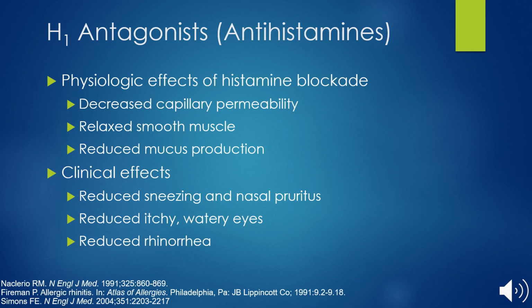Now we're going to begin to review each of the medication classes more specifically. So we're going to start out with H1 antagonists, or our antihistamines. These medications exert their physiological effects by stabilizing the inactive form of H1 histamine receptors, therefore preventing histamine from stabilizing the active form of H1 receptors. Inhibition of this activation results in decreased capillary permeability, reduced mucus production, relaxation of smooth muscle, and reduced vasodilation. The clinical manifestations of these effects are reduced sneezing, reduced nasal pruritus, reduced itchy watery eyes, and reduced rhinorrhea.